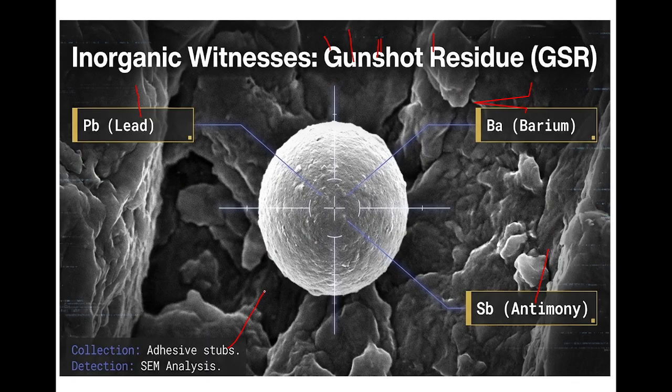How do we collect them? We use adhesive stubs. Again, this is a very specialized area. You don't need to know exactly how they're going to do it because you will never do it. It might be your job to analyze it in the laboratory, but it's not your job to collect it. How do we detect it? Like I said, scanning electron microscopy analysis. This is an SEM image of a gunpowder particle. It's a beautiful scanning electron microscope image.